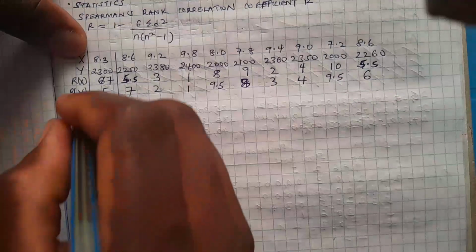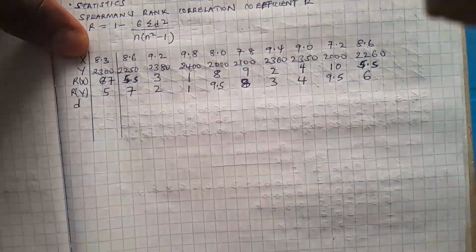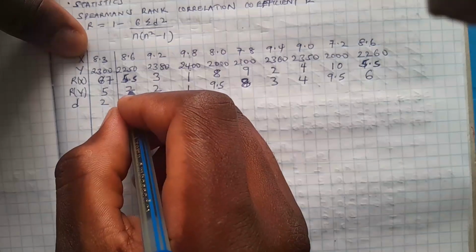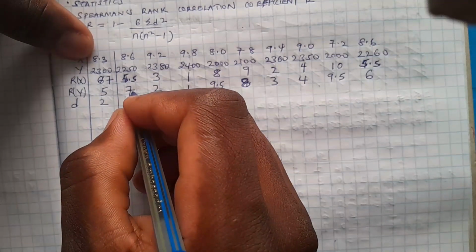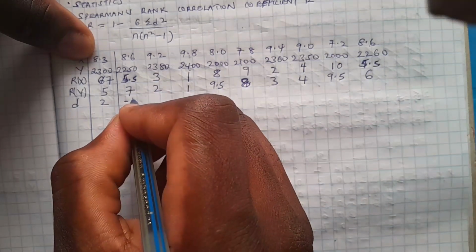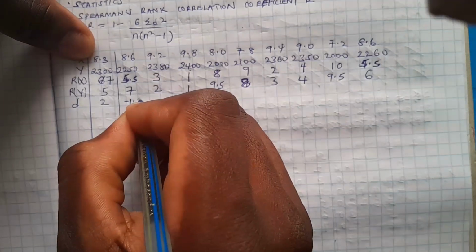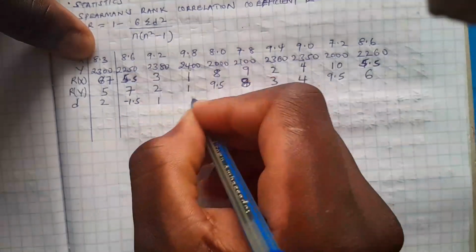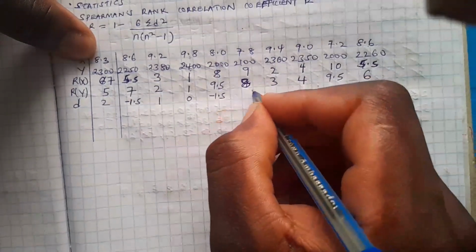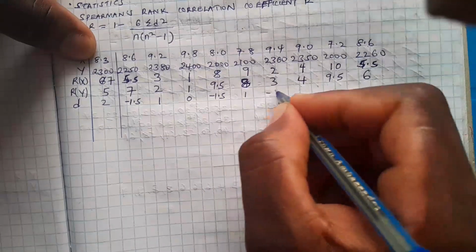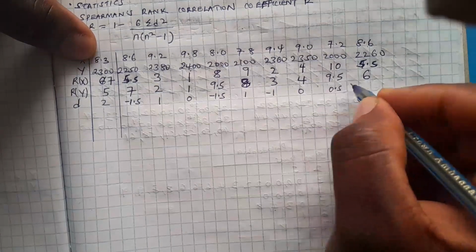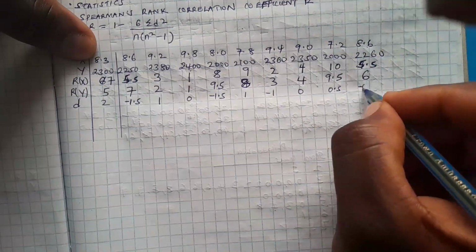We go ahead and find D. D is the difference between the ranks. We have 7 and 5. The difference is 2. Then 5.5 and 7, the difference is negative 1.5. Then the differences are 1, 0, negative 1.5, 1, negative 1, 0, 0.5, negative 0.5.